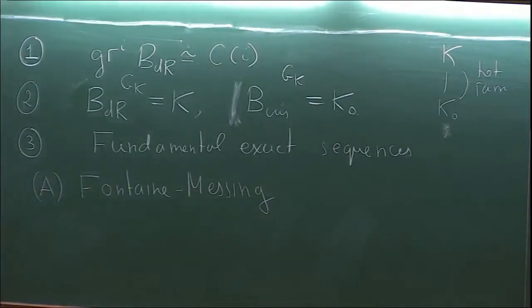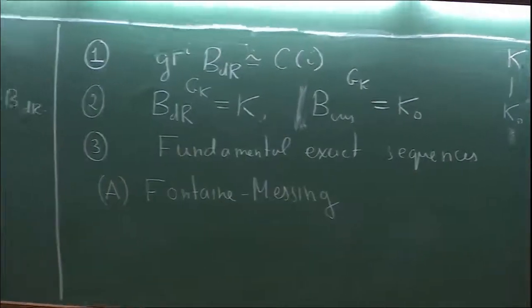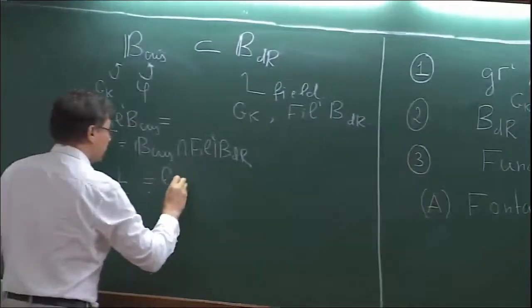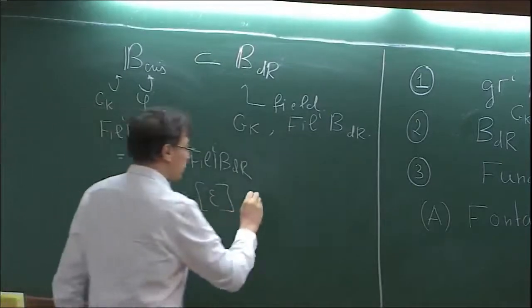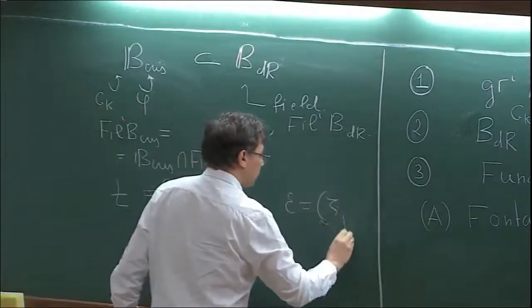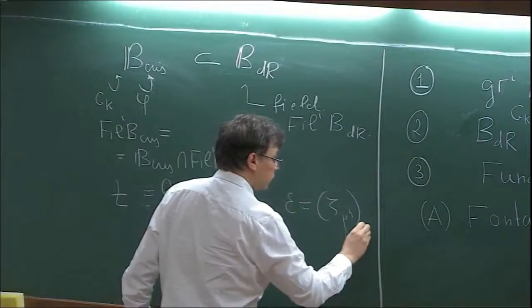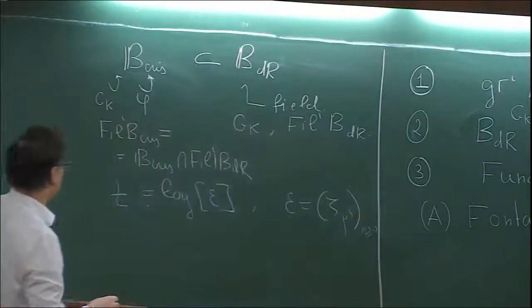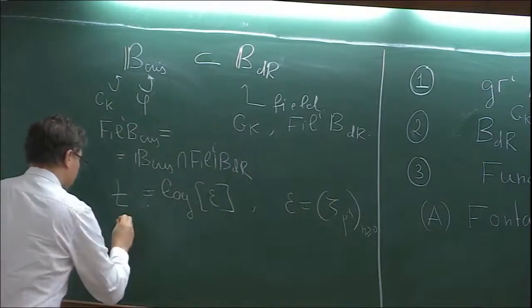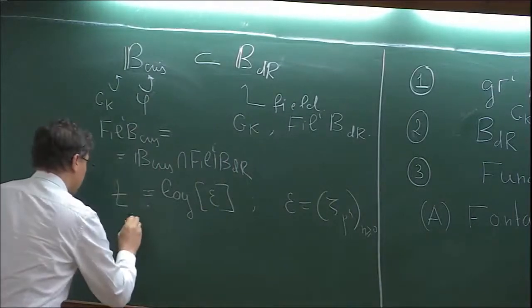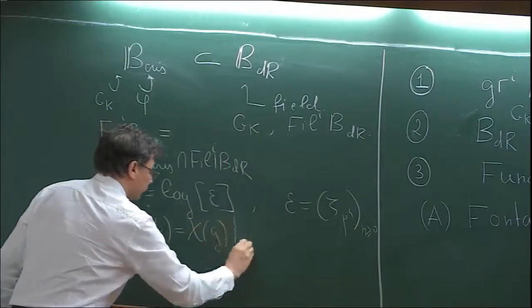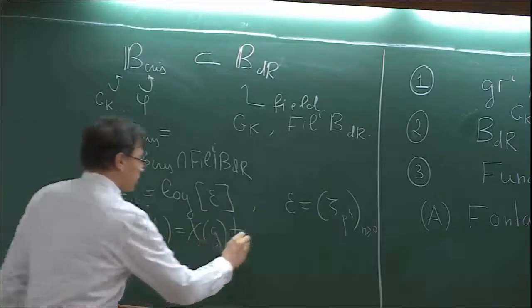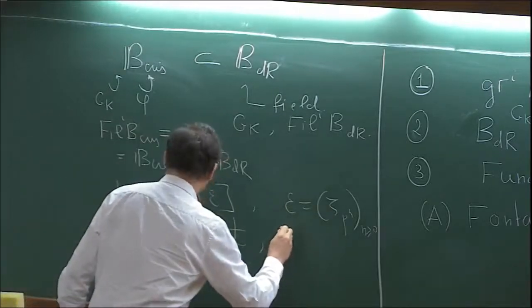Let's recall that these two rings contain the element t, which is the logarithm of a Teichmüller lift of epsilon. Epsilon is the system of p^n-th roots of unity, and the Galois group acts on t as a cyclotomic character, and the Frobenius operator multiplies t by p.